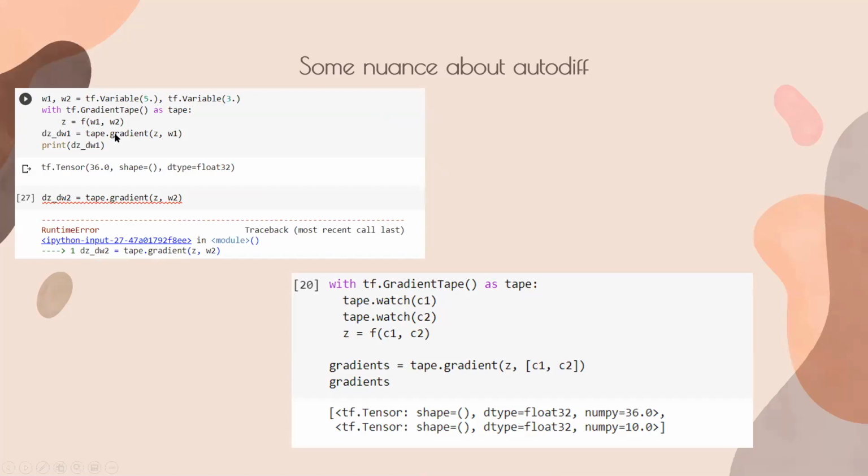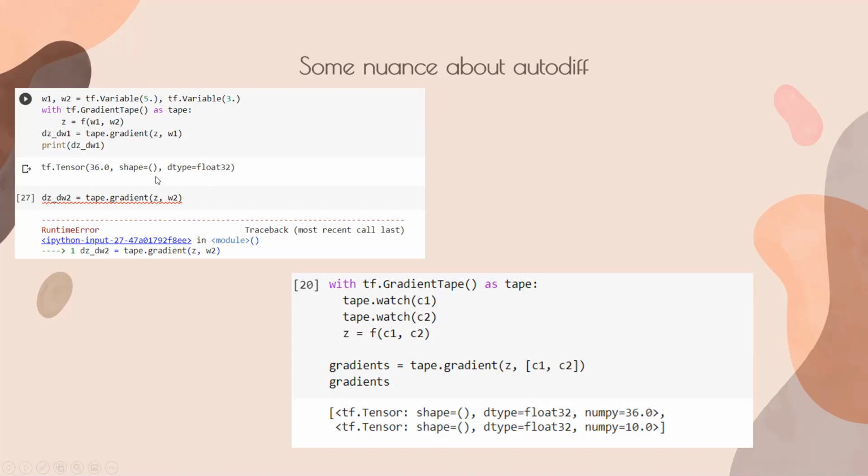function. But when I go to print the first partial derivative, I get 36, and then I try it again, and I get a runtime error. So why do I get this runtime error? Because this tape is not persistent, and it will delete itself each time to free resources. So if I run this the first time, it's going to give me 36, which is great. That's the true value.